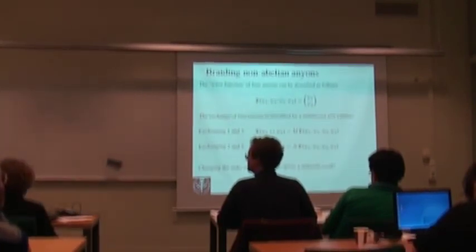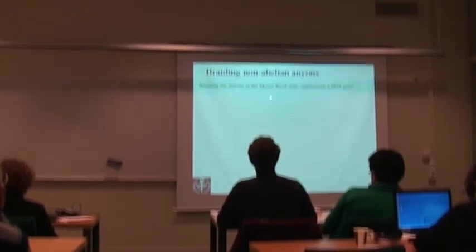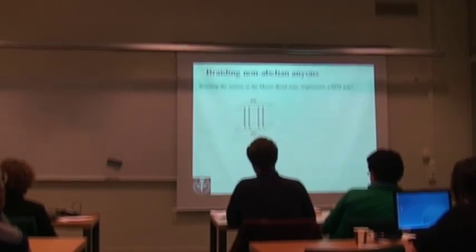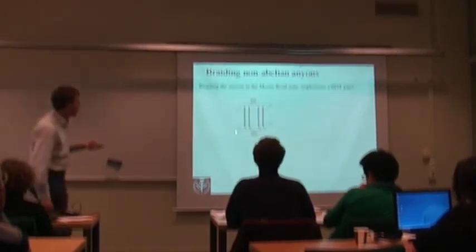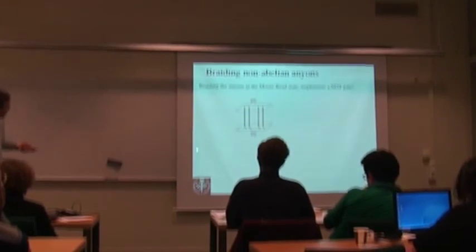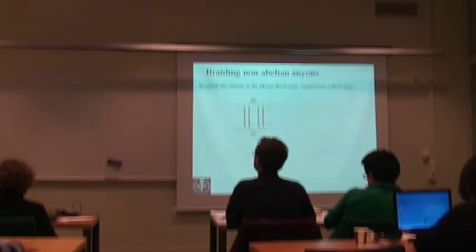And so now, as a simple example, if you have four of these anyons in state zero, if I just do nothing, they will end up in state zero. Time is going up. But if I now exchange particle two and three, if I braid particle two completely around the other one, I actually end up in the other state.